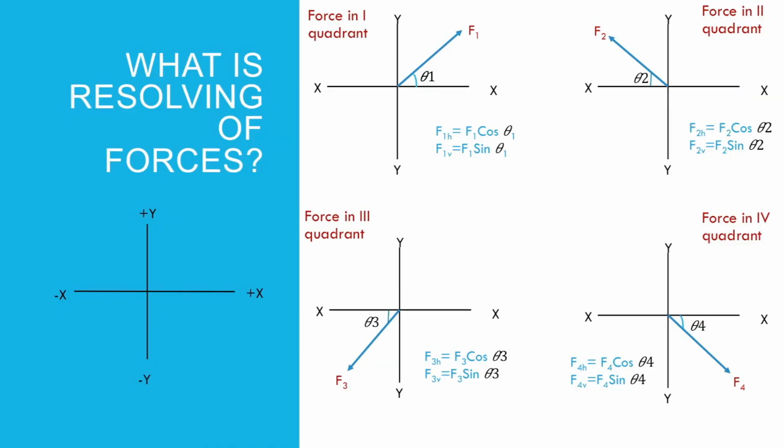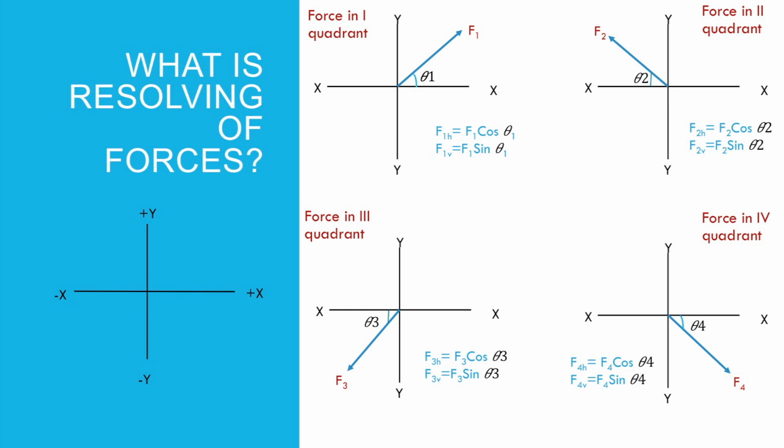When we have forces across all the four quadrants, how do we resolve them? We know that the left side of the x axis is the negative side and the right side of the x axis is the positive direction. Similarly, the upper portion of the y axis is positive, and the lower portion of the y axis is negative.